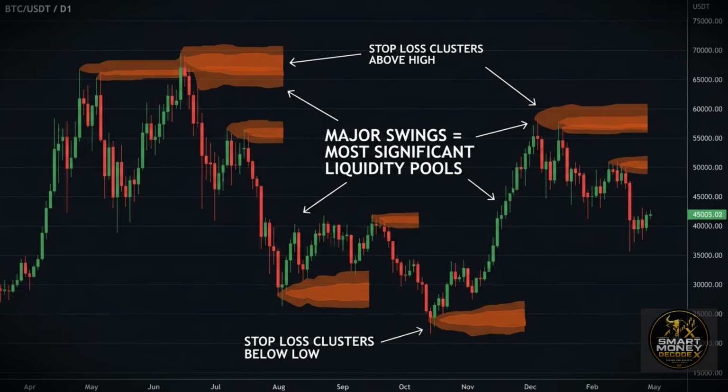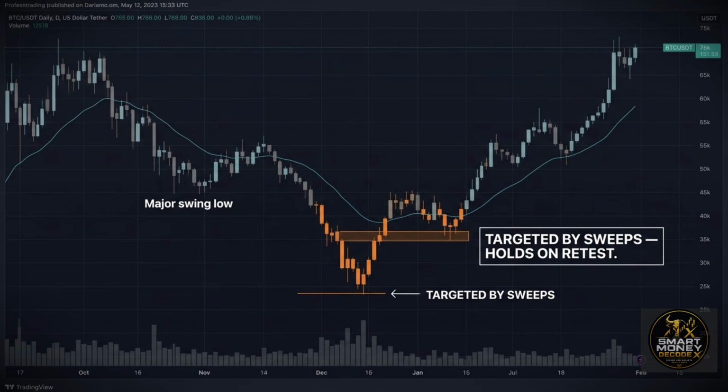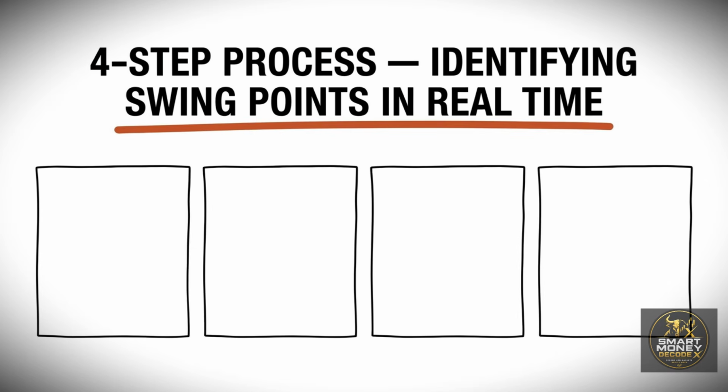Major swing points on the daily and weekly chart are the levels where the most significant liquidity pools sit. They are the levels most likely to be targeted by sweeps, and they are the levels most likely to hold when retested. How to identify swing points in practice?